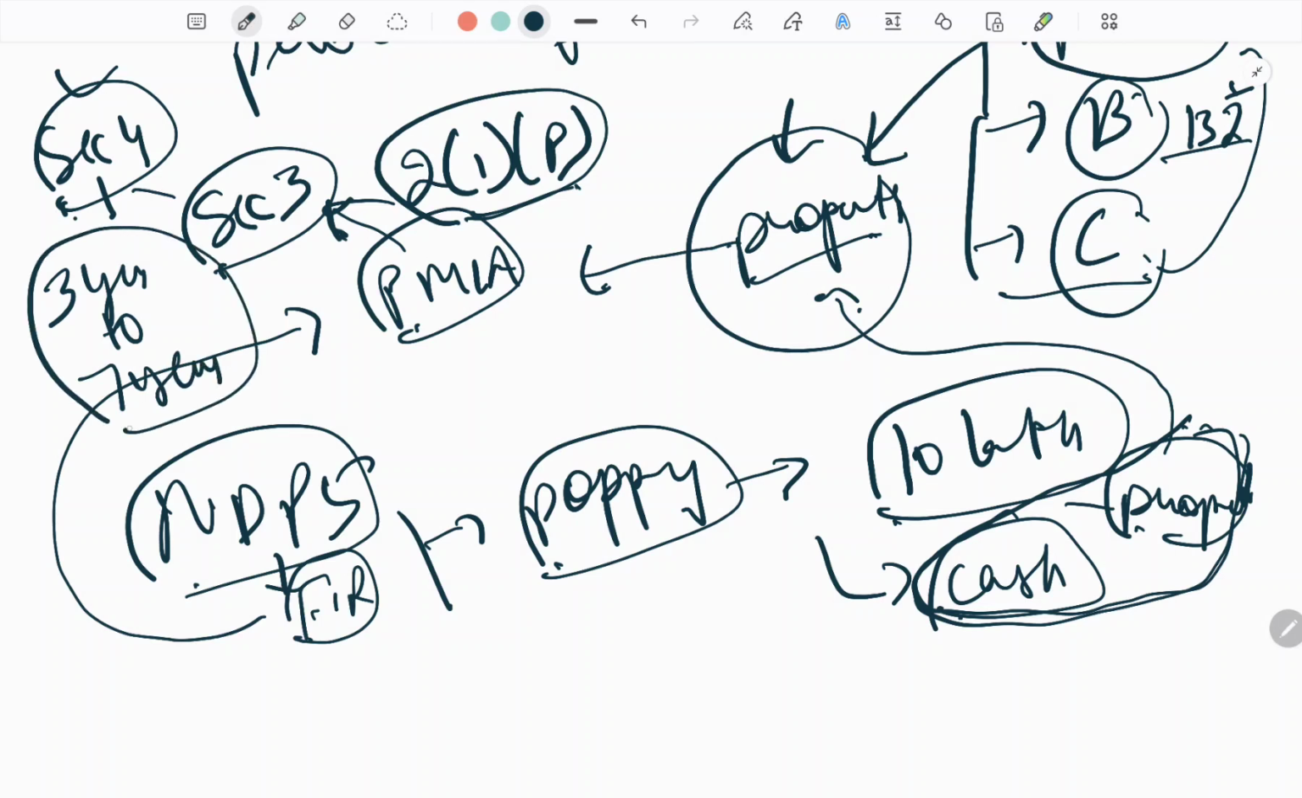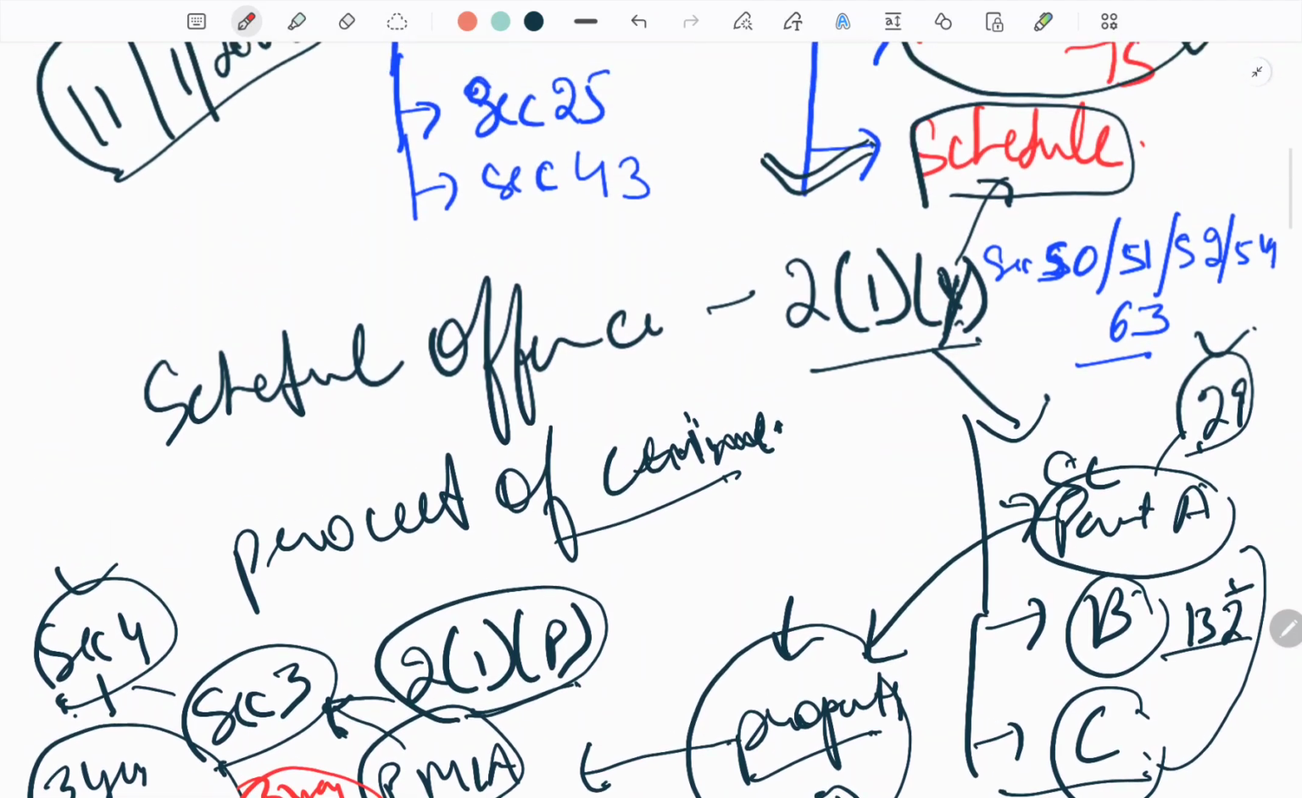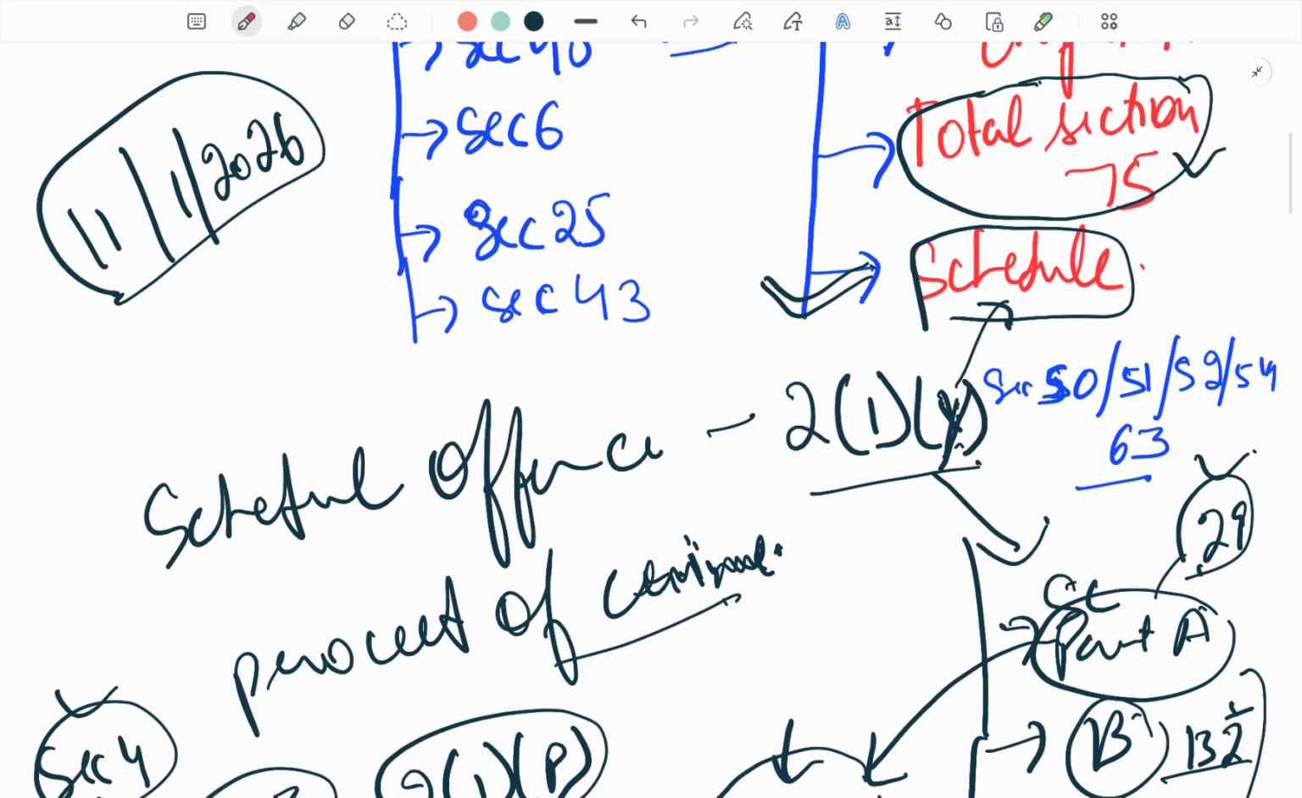But if a scheduled offense under the NDPS Act is committed by a person, let's suppose poppy is recovered from him, in that case, if it is a scheduled offense of the NDPS Act, then the punishment may be increased from 3 years to 7 years, to 3 years to 10 years, which is covered under section 4. So there are many types of authorities given under this act.